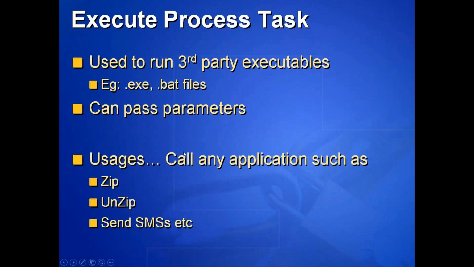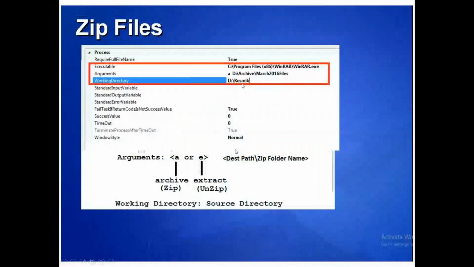So that is what the Execute Process Task is. We are going to see one demo: how to zip the files, how to unzip the files, in which location we can unzip and zip the files, and I will explain everything. When you double click on this Execute Process Task, you can see there are some executables, arguments, and working directory. We need to configure this.